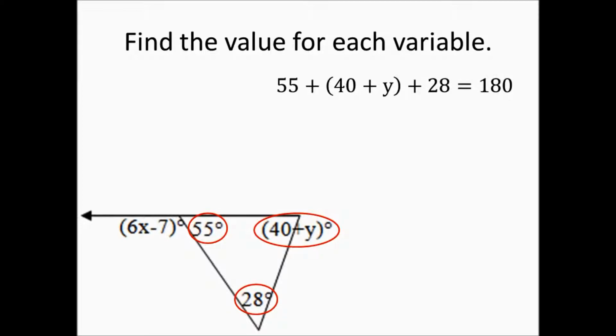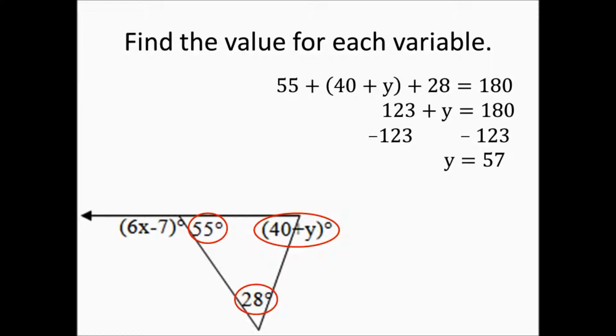The rest becomes algebra in order to find the value of y. So 55 plus 40 plus 28 is equal to 123. We bring down the y, and we set it all equal to 180. Now we're going to subtract 123 from both sides. What you do to one side, you do to the other. We bring down the y. 180 minus 123 equals 57, so y equals 57.